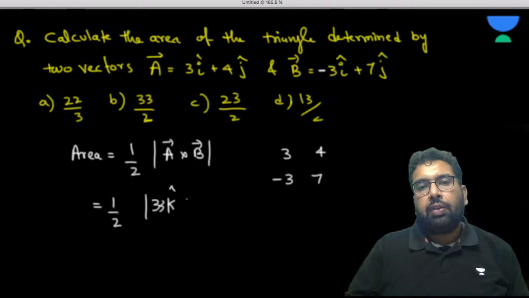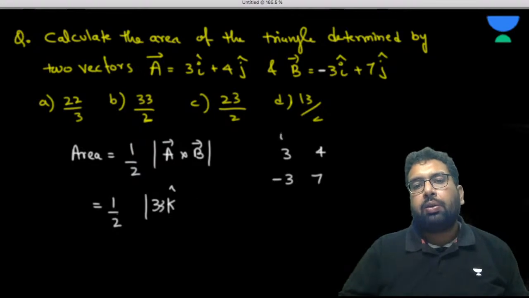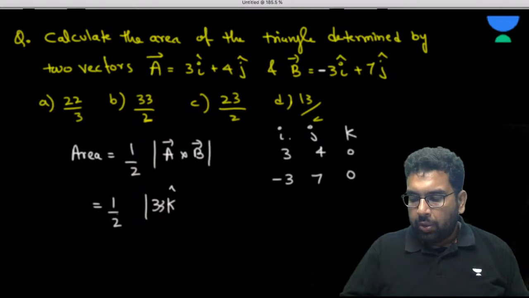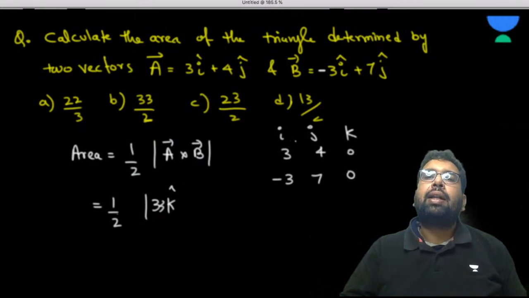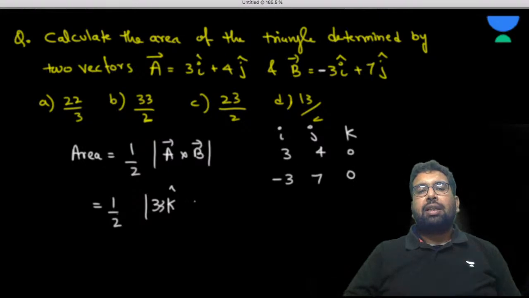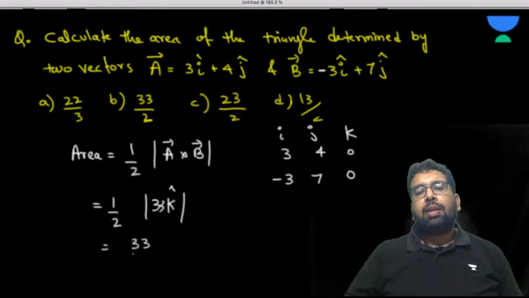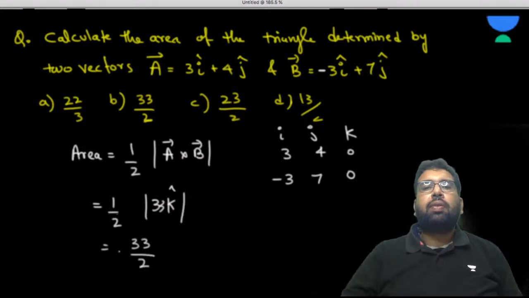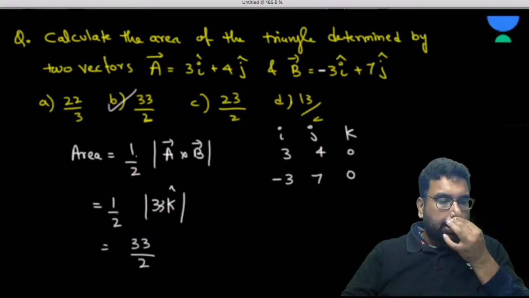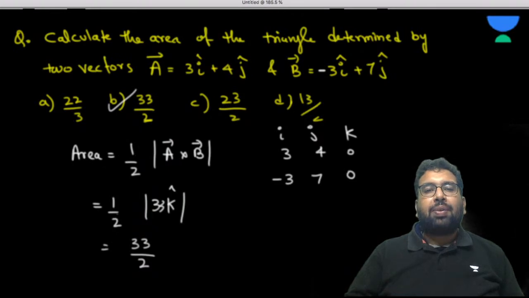Sir, I didn't get it. So see, you do the normal process. Can we write here 0 and 0? You are not going to get any i component or j component. You are only going to get the k component, and this will be 33 of k cap. If I take the magnitude and halve it, it will be 33 by 2. So that is going to be option B. I hope it is clear to everyone, beta.